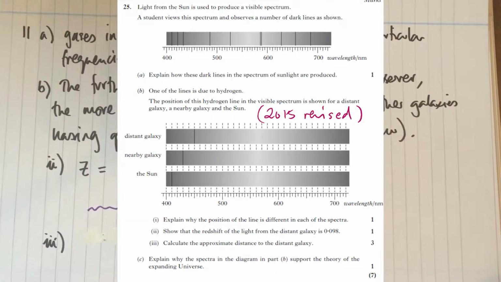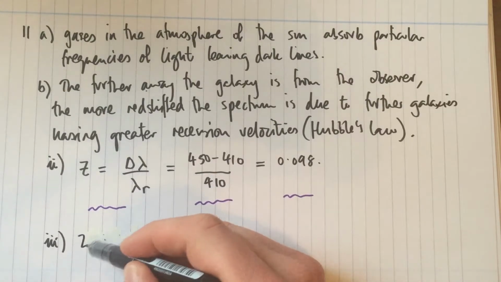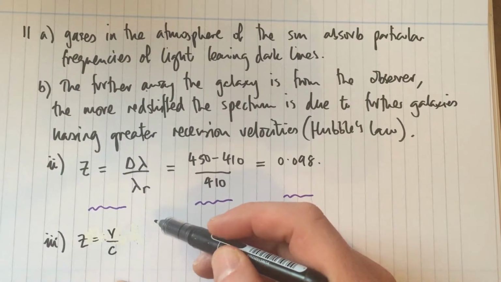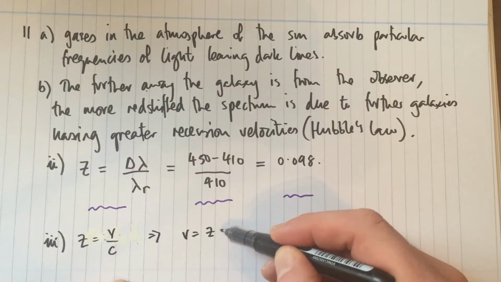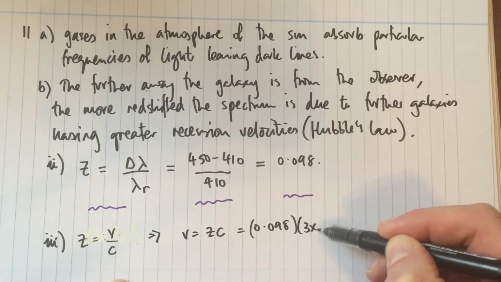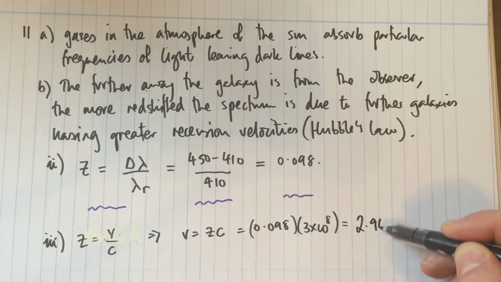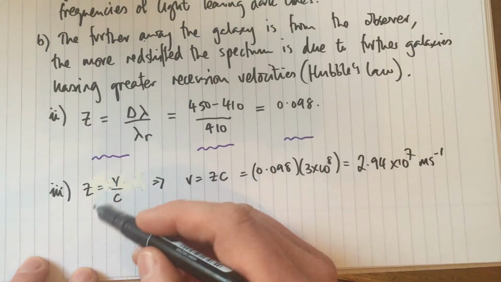Okay, so we're now asked for the approximate distance to the galaxy. So this is a multiple step problem. We have the redshift, and the redshift is equal to the ratio of velocity to the speed of light. So we can work out the velocity. Velocity is equal to the redshift multiplied by c, which is 0.098 multiplied by 3 times 10 to the 8, or 2.94 times 10 to the 7, sorry, meters per second.